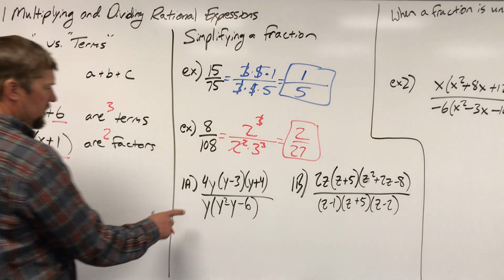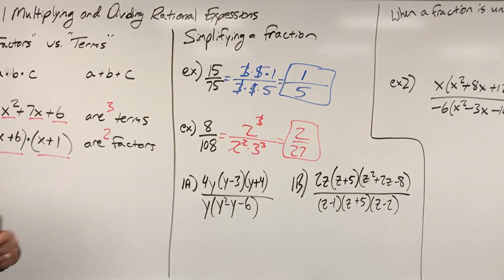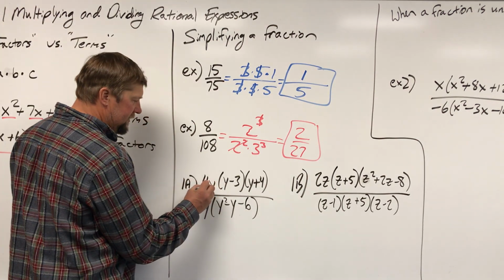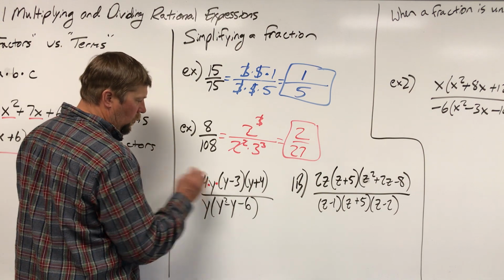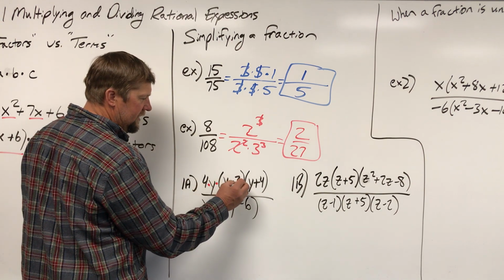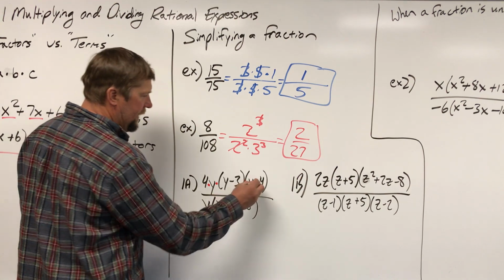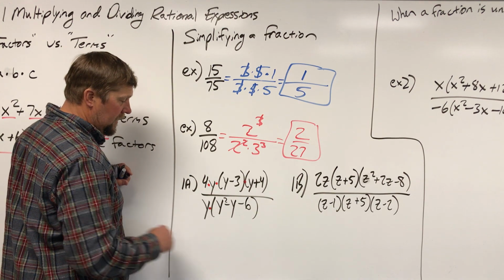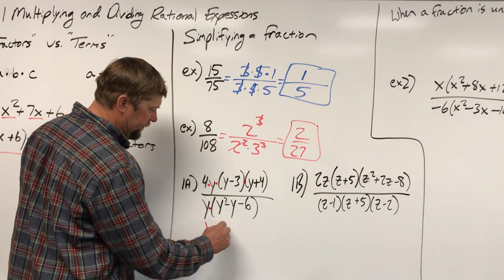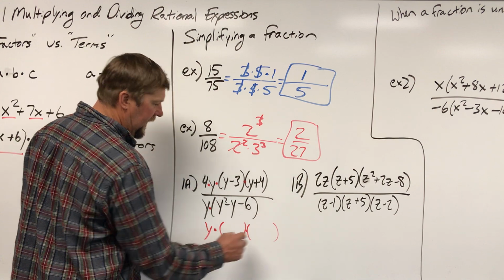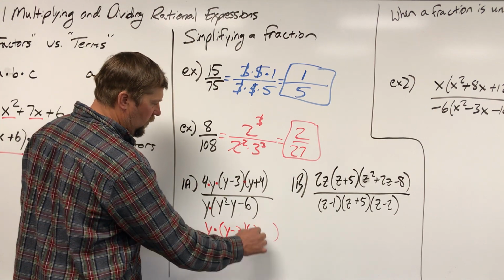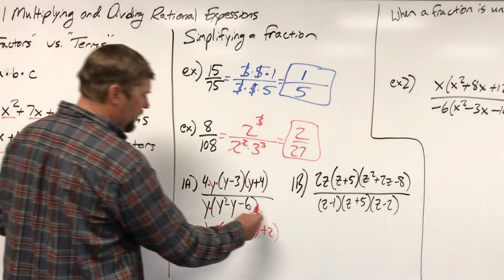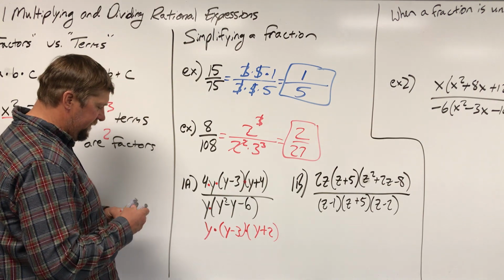All right, in example 1a, they've already kind of factored it for us. 4 is a factor. If I put a times sign in between, it's a factor. Y is a factor. Y minus 3 is a factor. Y plus 4 is a factor. The denominator has a y. It also has, if I factor this out, if I can, a y minus 3 and a y plus 2. Okay, now that I've factored this further, I can see that I have like factors.